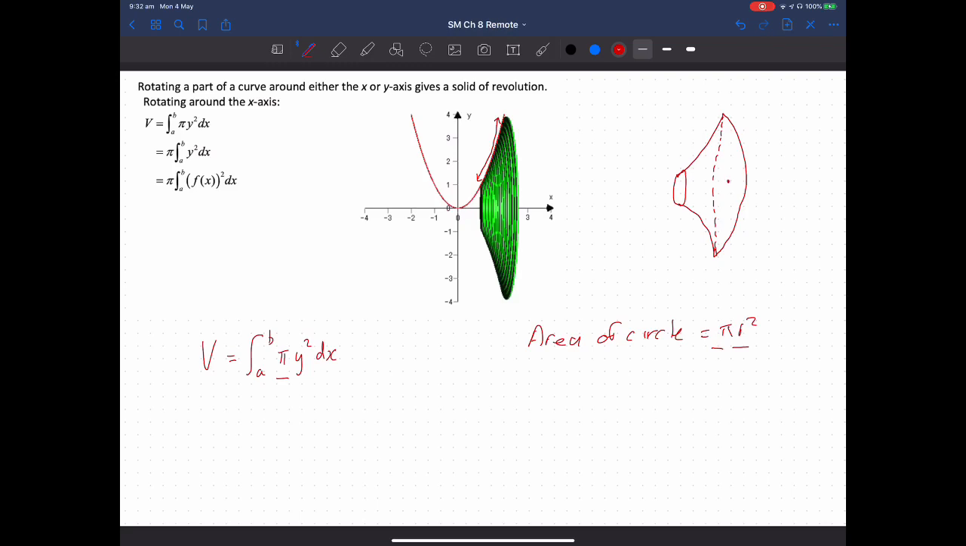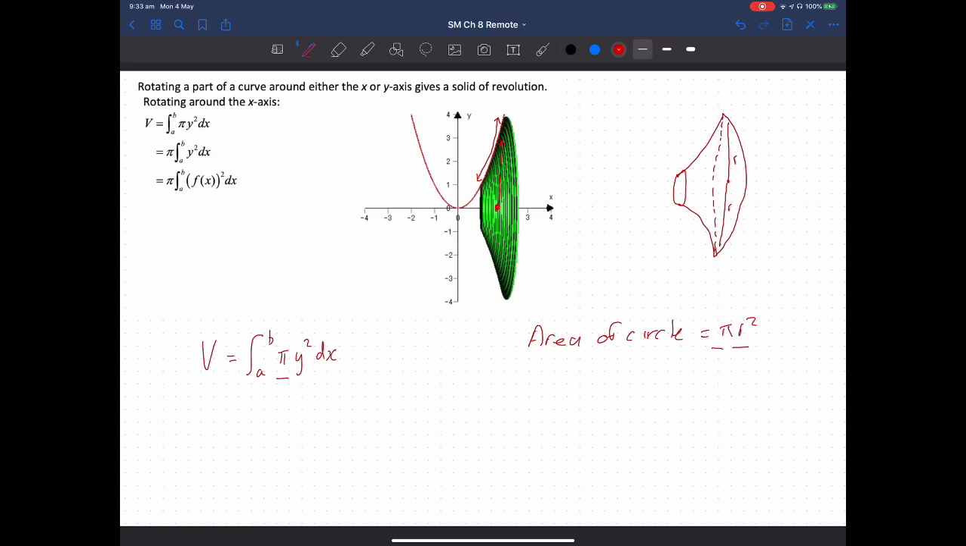So what we have is the radius of the shape. The radius of the shape is the distance from the axes right the way up to the curve. That would be found by substituting an x value into the formula to give me the y value. Because we've got a circle, pi r squared.